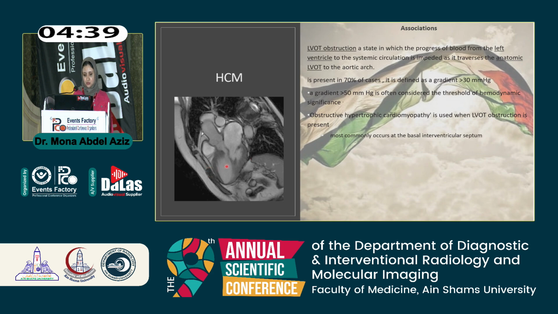Left ventricular outflow tract obstruction is defined as impedance of the flow of blood from the left ventricle to the systemic circulation due to the hypertrophied interventricular septum, which is usually at the basal segments. By echo, it's defined as a gradient more than 30 millimeters Hg, and when more than 50 millimeters Hg, it is the threshold for hemodynamic significance. And we don't say that it is obstructive until there is actual obstruction, and it occurs most commonly at the basal interventricular septum.